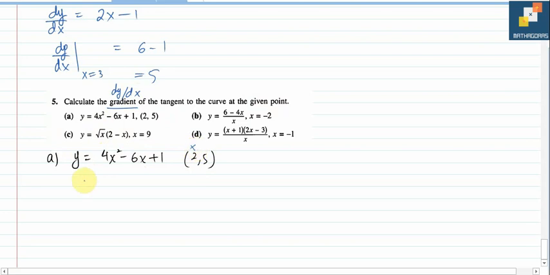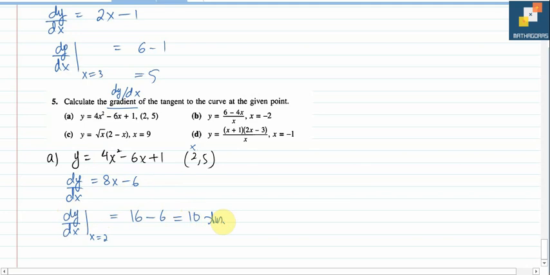Now first thing, we need to differentiate the function. So dy by dx equals, I'm just doing it directly, 4 2s are 8x minus 6. That is the dy by dx, right? Now we need to find it at x equal to 2. So let me put the value x equals 2 here. So 8 2s are 16 minus 6 leads to 10, and that is your answer.